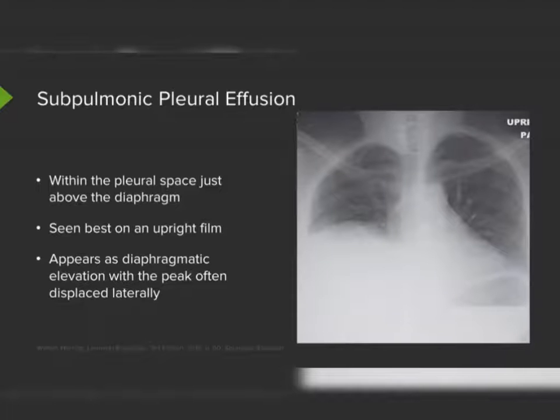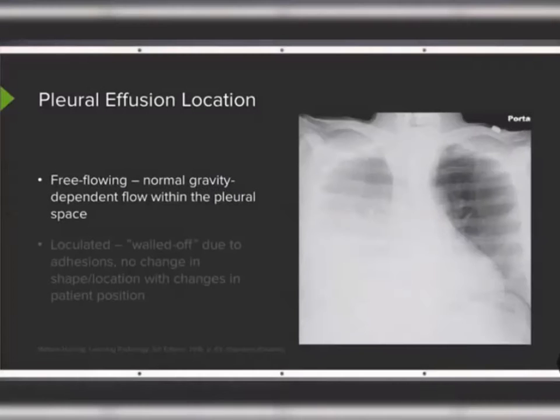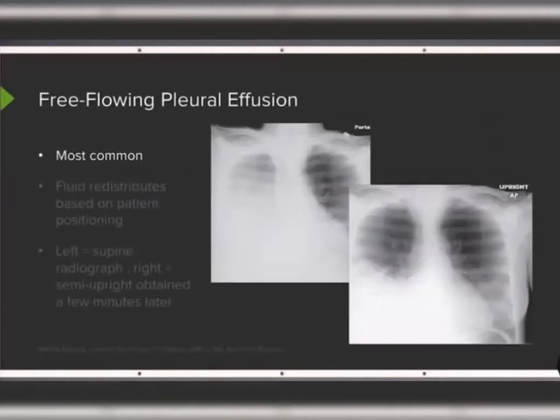Often pleural effusions start in the subpulmonic location because of gravity, and then they rise and move up to the sides. So there are two different categories of pleural effusion in terms of location. One is a free-flowing effusion, and this is a normal gravity-dependent flow within the pleural space. These are usually the most common, and the fluid redistributes based on patient positioning.